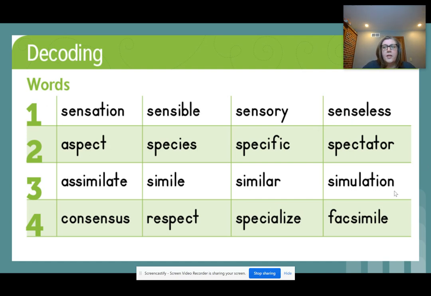This is the one we just finished up this week, so these should be really familiar to you. In line 1, we have sens, which means to be aware. Remember, relating back to those senses. We have spec in line 2, which means to see. And then we have sim in line 3, which has to do with things being like each other. And then in line 4, you have the combinations.